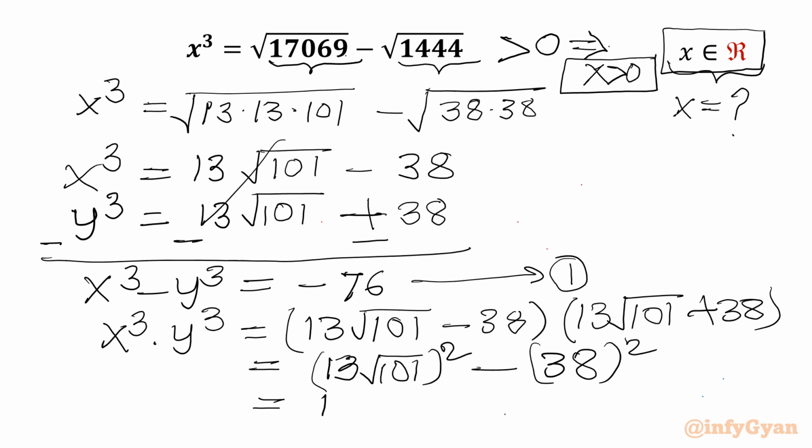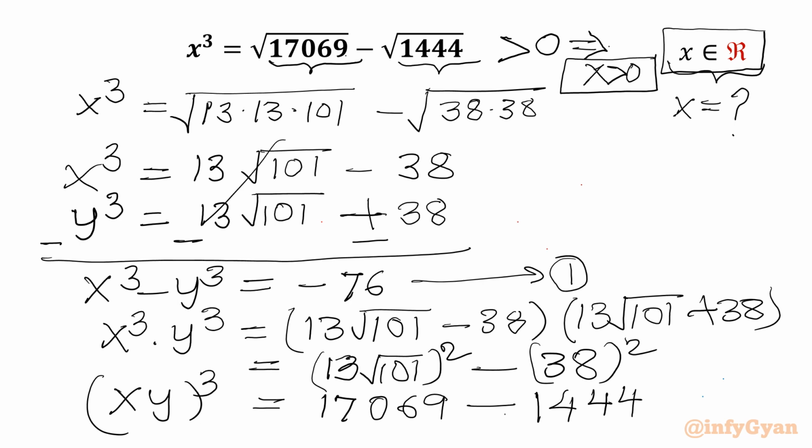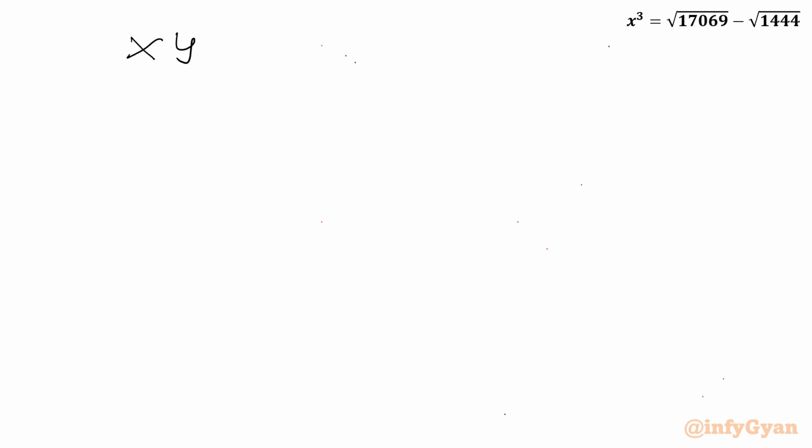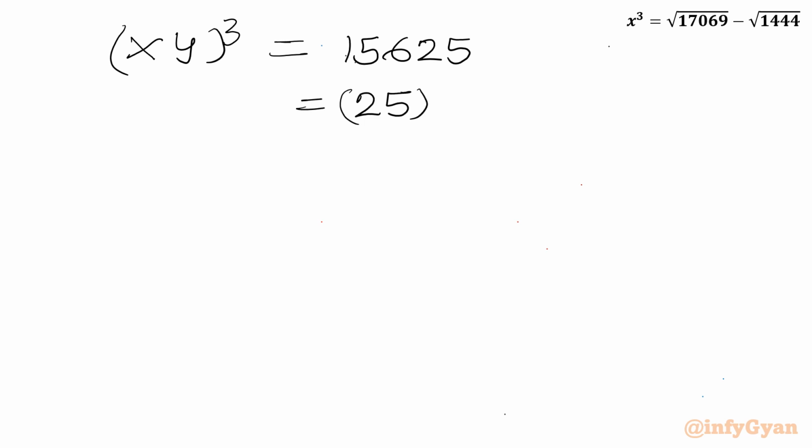Now this value will be 17,069 and this value is 1,444, and on the left hand side it is xy whole cube. So I'll be writing xy whole cube. This difference is 15,625 and this is whole cube of 25. On the left hand side we have xy whole cube. After taking cube root, I can write xy will be equal to 25.